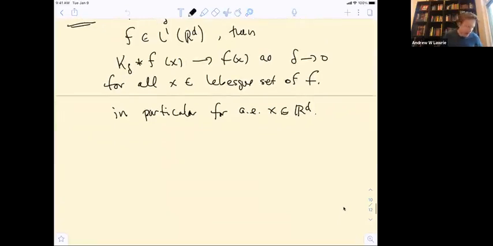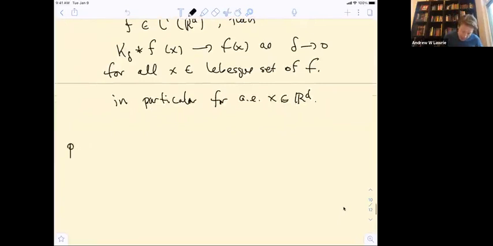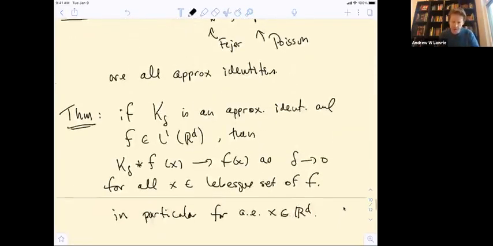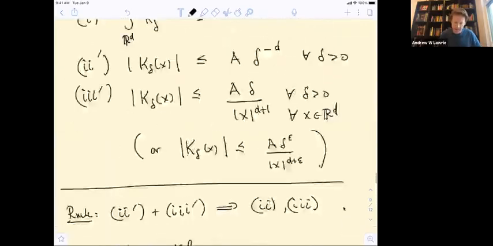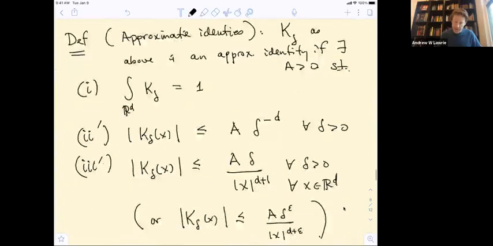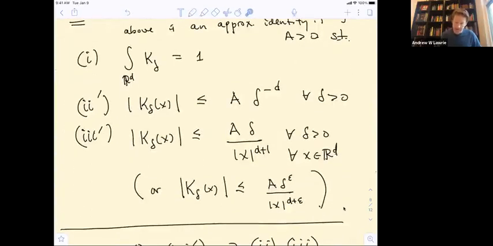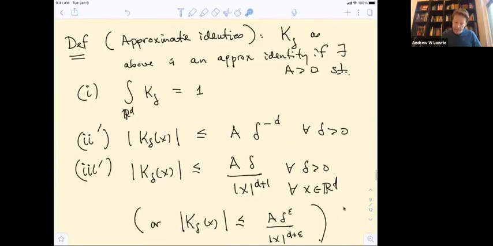So let's do the proof of this theorem. And let me just remind you what an approximate identity is. This is the definition of approximate identity. It's a family of functions indexed by real numbers delta, with delta positive, so that they integrate to 1. The absolute value is taken.